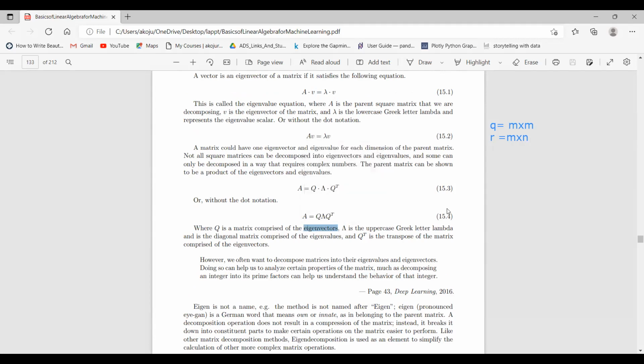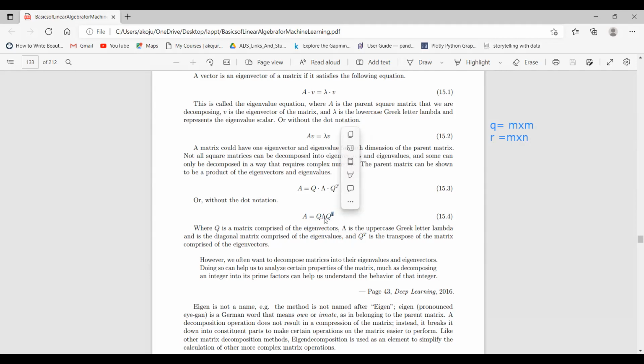Now, what is Q? If you have found two lambdas and two eigenvectors, and you combine them so that each column represents each eigenvector, then that matrix is Q. And what is lambda? Here it is uppercase lambda, a diagonal matrix comprised of the eigenvalues. So the diagonal entries will be the eigenvalues, and Q transpose, everybody knows, is the transpose of Q.